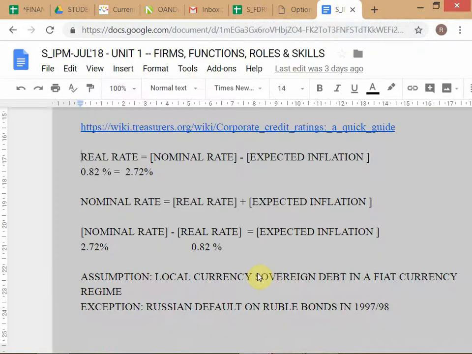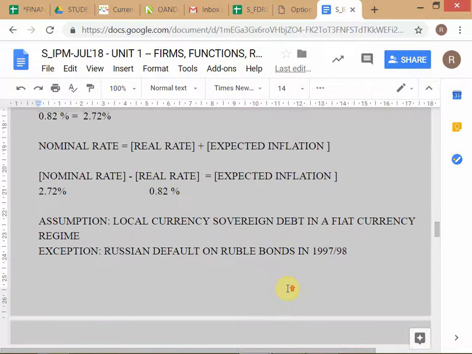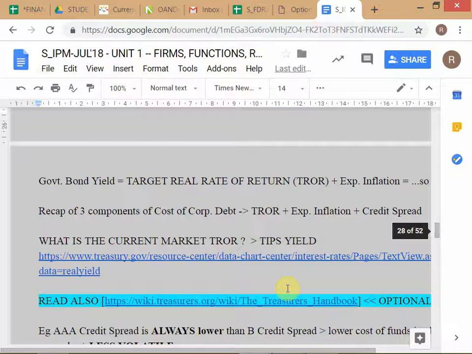Right, so this is where we were on corporate credit spreads.